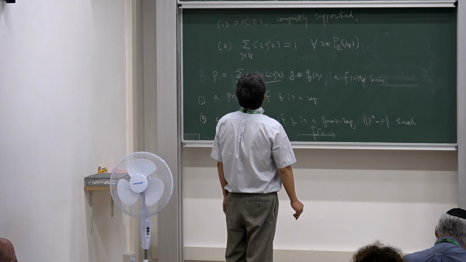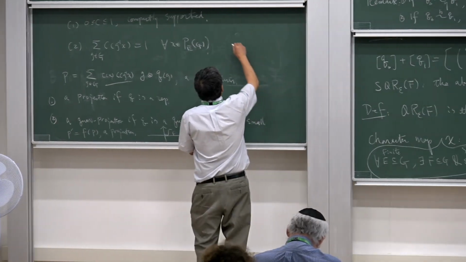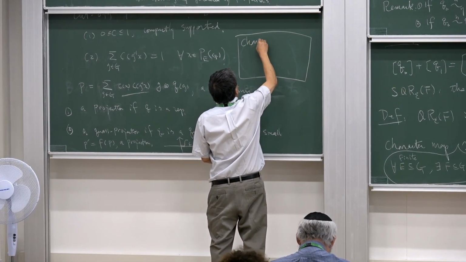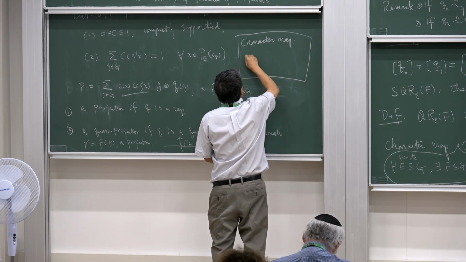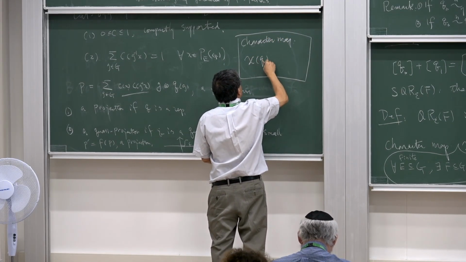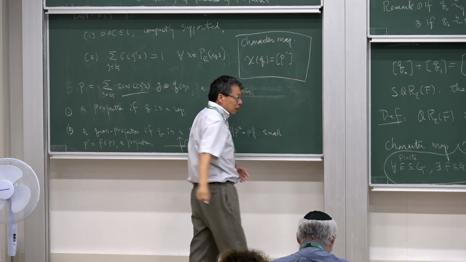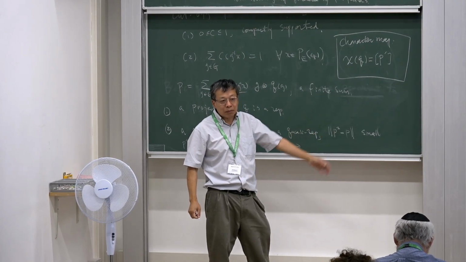Okay, so now I'm ready to define. So maybe I just define it here. The character of the quasi-representation is going to be this P prime. This will give you the vector bundle. It's the equivalent vector bundle on the Lipschitz complex.